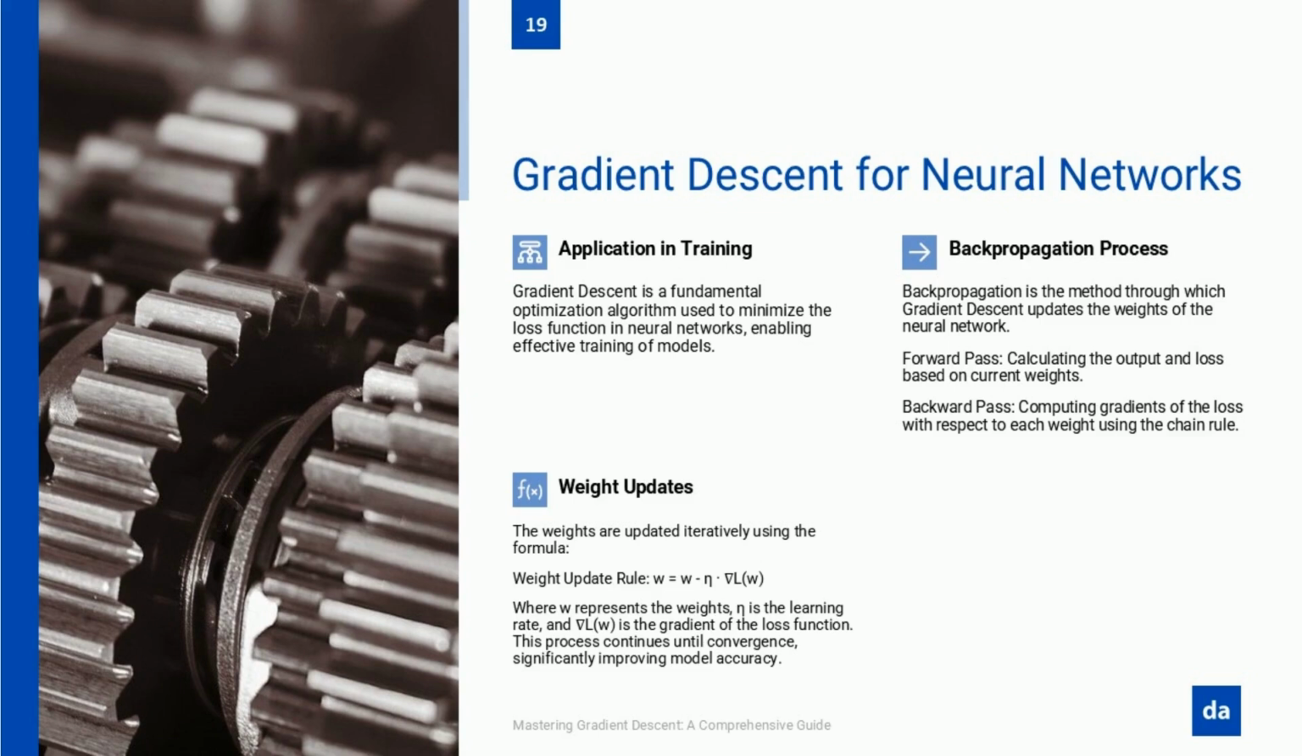Training a neural network with gradient descent follows a specific process known as backpropagation. This is how deep learning models adjust their weights to learn patterns in data.